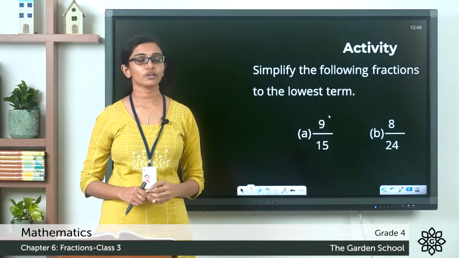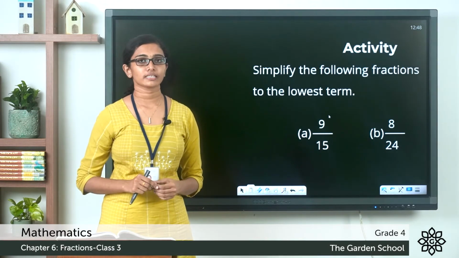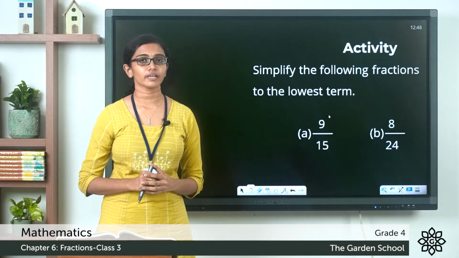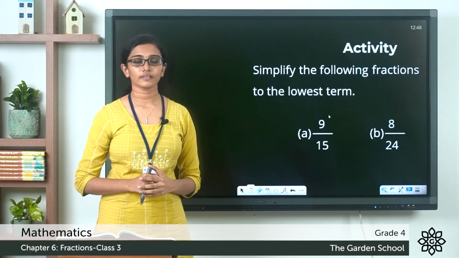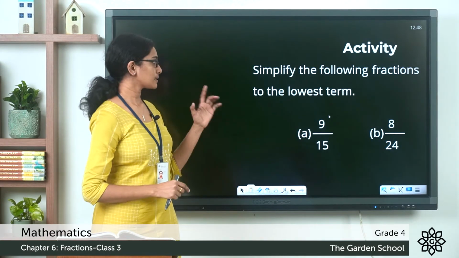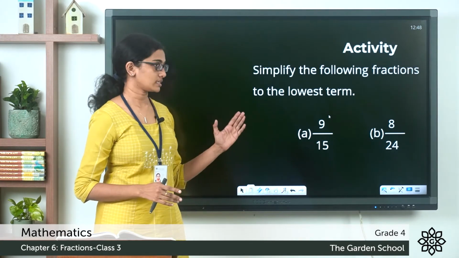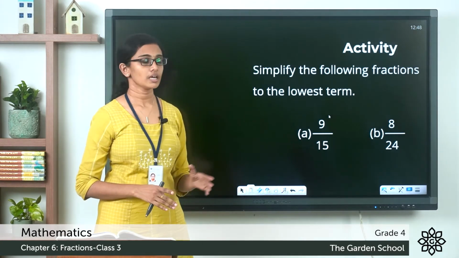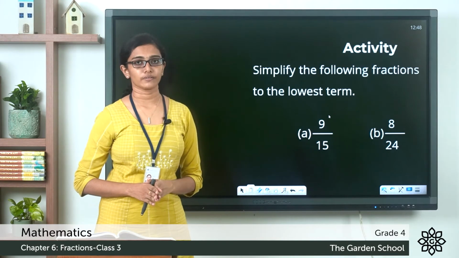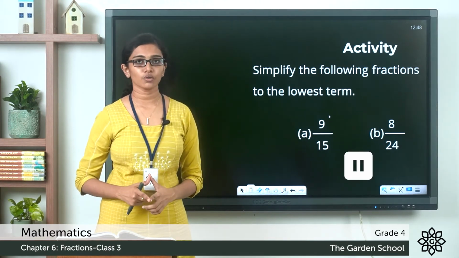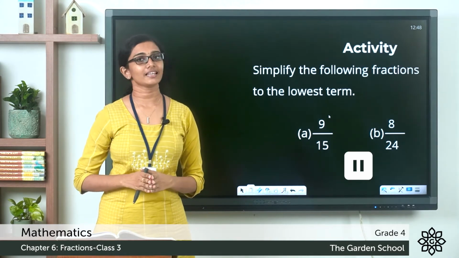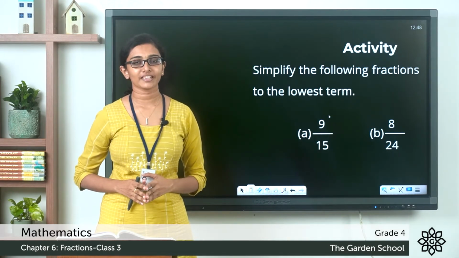Let's do an activity. All of you please take your maths notebook. Put today's date. You can write the name of the topic and then you note down these questions in your notebook. Simplify the following fractions to the lowest form. Question A, 9 by 15 and question B, 8 by 24. You please pause the video, finish the activity and then come back. Hope you are done with that activity.